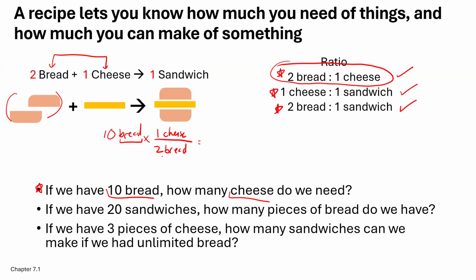So 10 bread, look what cancels out. Bread cancels out and you get 5 cheese. If we have 10 bread, we need 5 pieces of cheese to make all those sandwiches, right? Let's do another one.